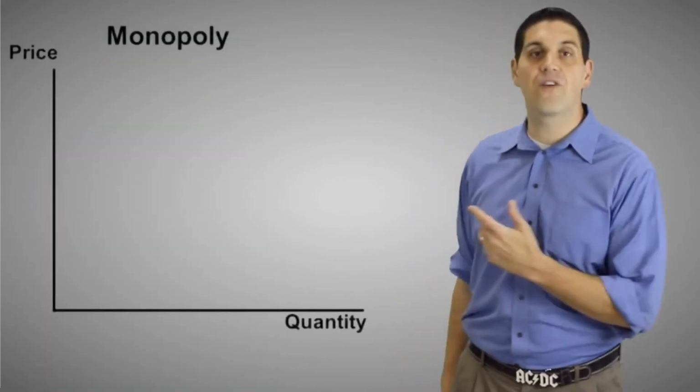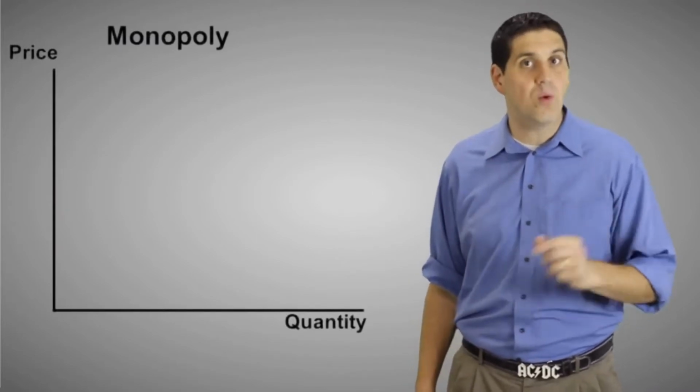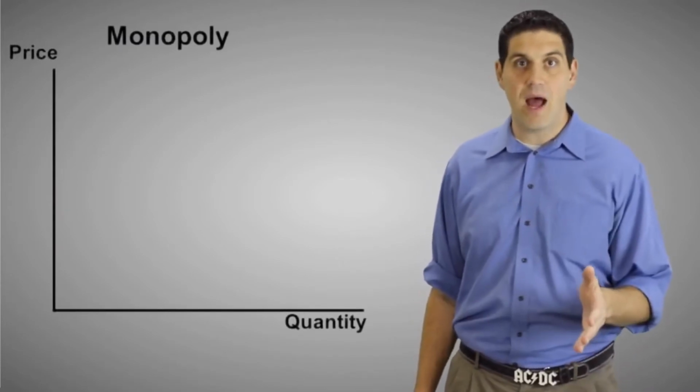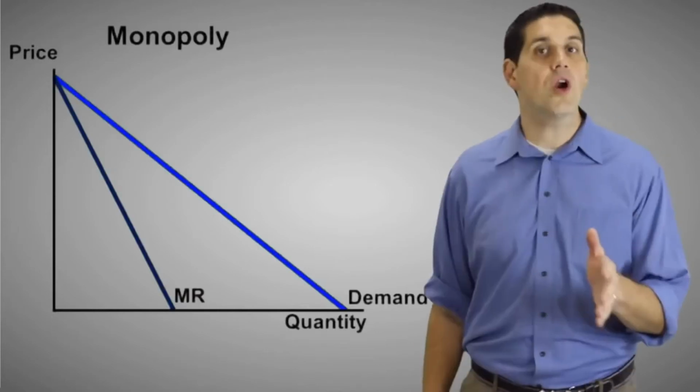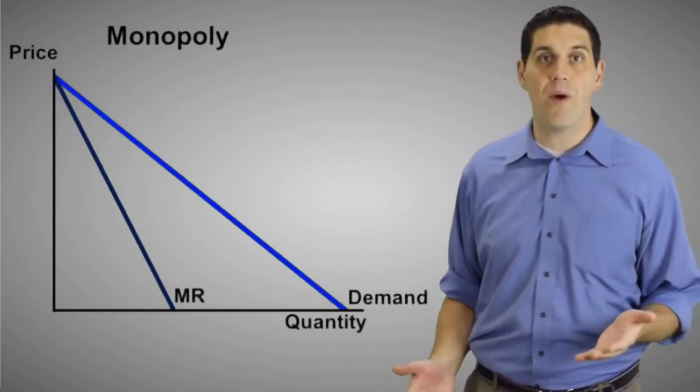Now let's go straight to the graph for a monopoly to help you understand what it looks like. In perfect competition, there's a horizontal demand curve that was equal to the marginal revenue curve. But it's not like that for monopoly. In fact, a monopoly looks like this. When you're a price maker, you can sell your product for a very high price, or you can sell it for a low price. You determine the price.